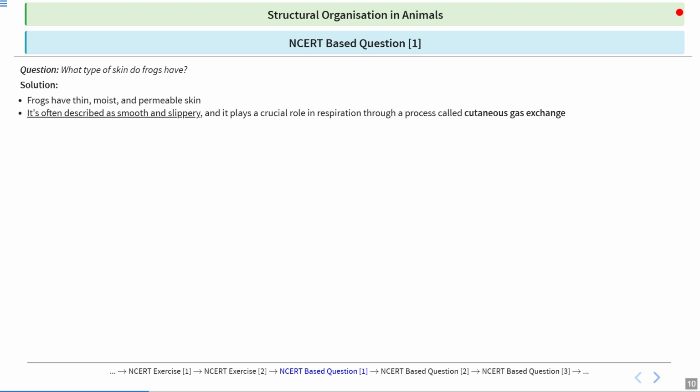You must have seen that the frog is active only in the rainy season, right? But at the time of summer and winter, they go for sleep. Summer sleep is called estivation, and winter sleep is called hibernation.